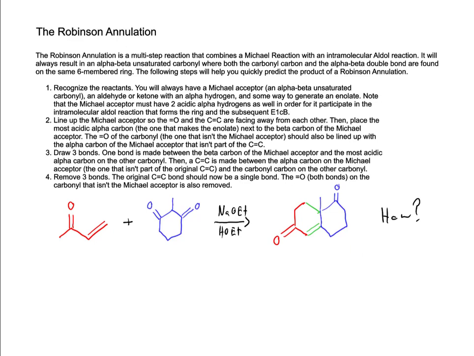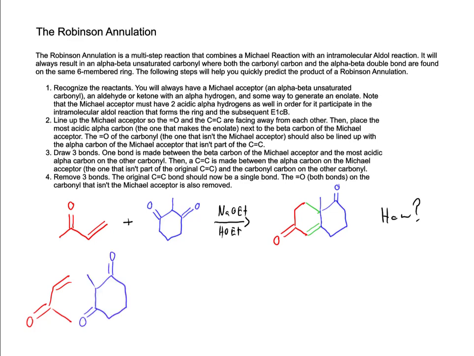Now, the most important thing here is lining everything up properly. So in step 2, it says line up the Michael acceptor so the double bond O and the carbon-carbon double bond are facing away from each other. So what does that look like? That should look like this. The double bond O and the carbon-carbon double bond facing away from each other. And then we're going to place the most acidic alpha carbon, the one that makes the enolate, next to that beta carbon.